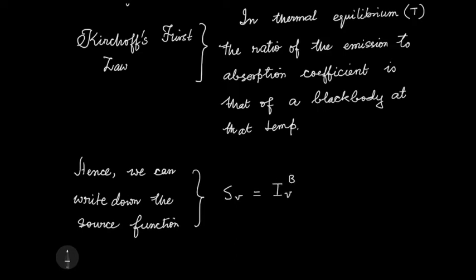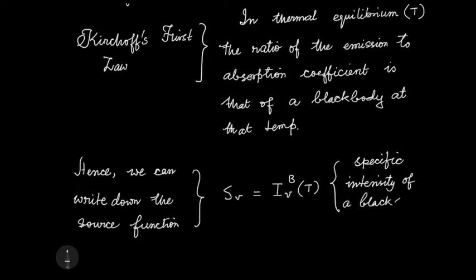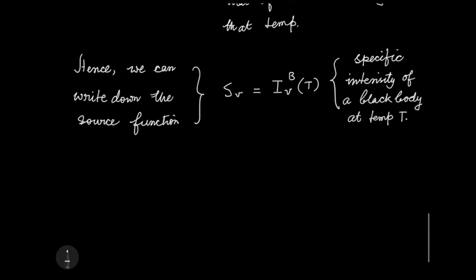So the source function S nu is nothing but the specific intensity of a black body at a temperature T, the same temperature as we have been talking about.